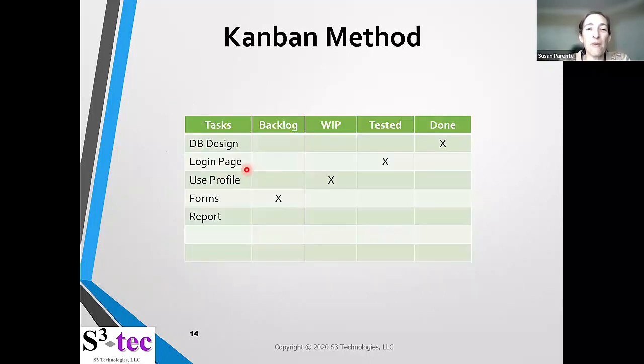Okay, so this is what a basic Kanban board looks like. We have our list of tasks here, which we want to prioritize, and the ones we're working on. In this case, I don't particularly show it that way.